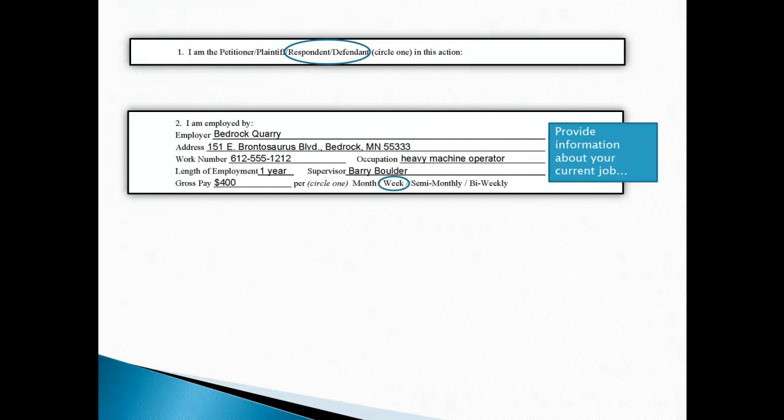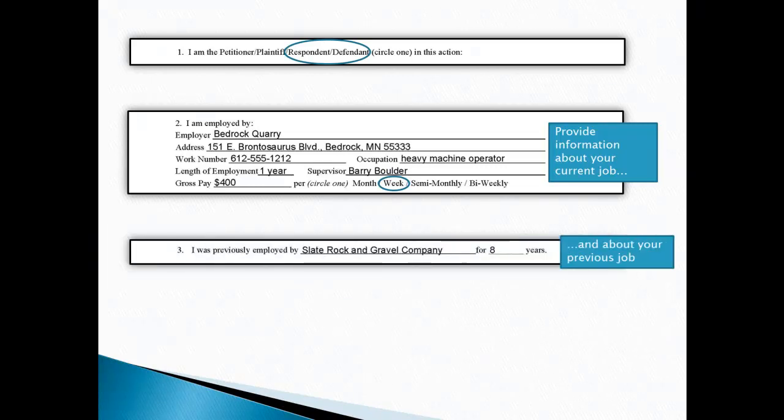In paragraph 2, provide information about your current job. If you are not working right now, you can simply write in unemployed next to the name of the employer. This section should not be left blank. In paragraph 3, write the name of your previous employer and write how long you worked at that job. In this example, you can see that Fred worked at Slate Rock and Gravel Company for 8 years before starting his current job at Bedrock Quarry.